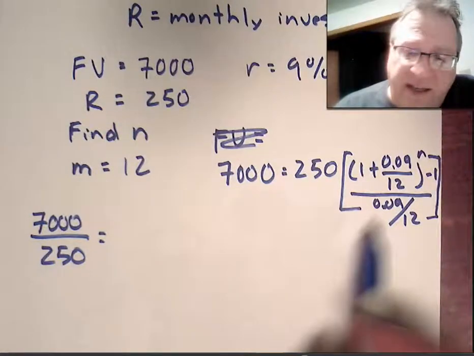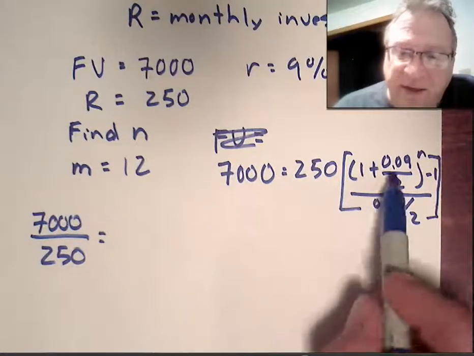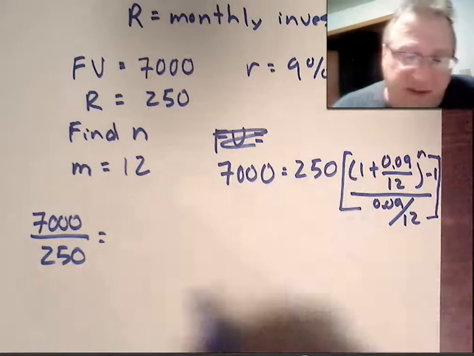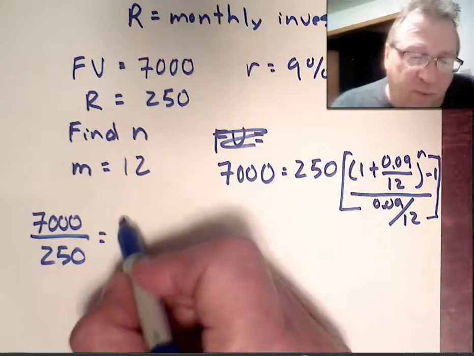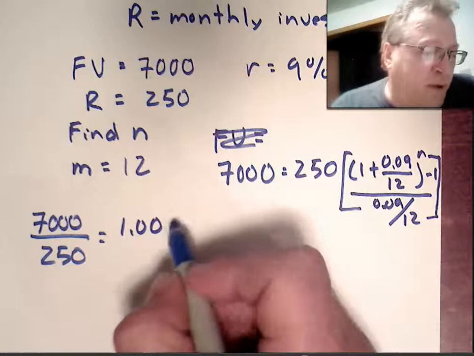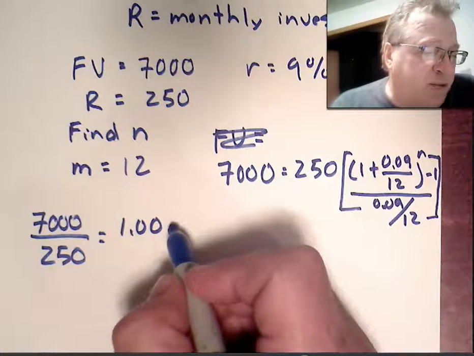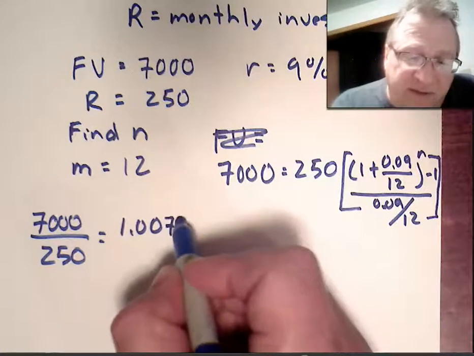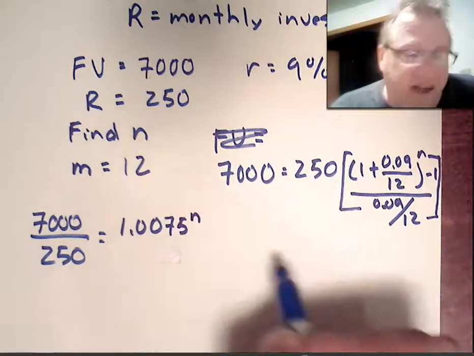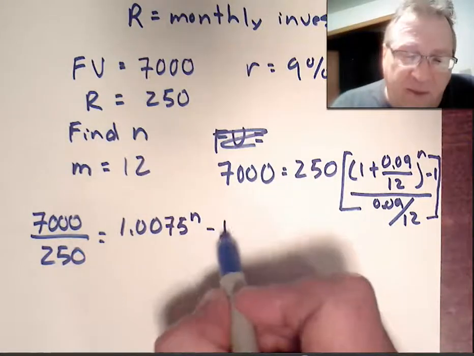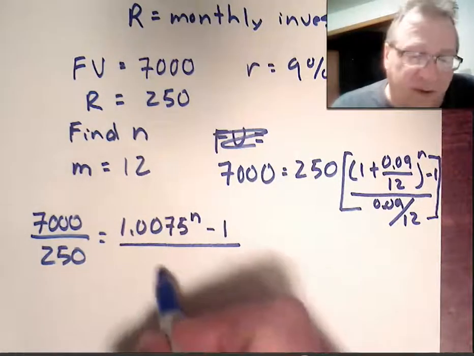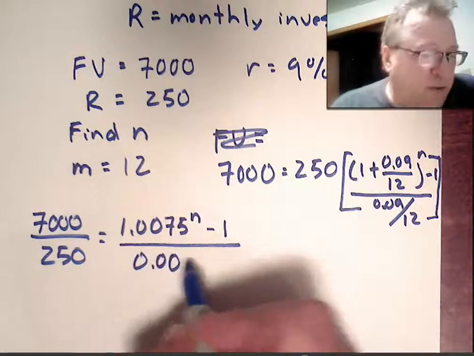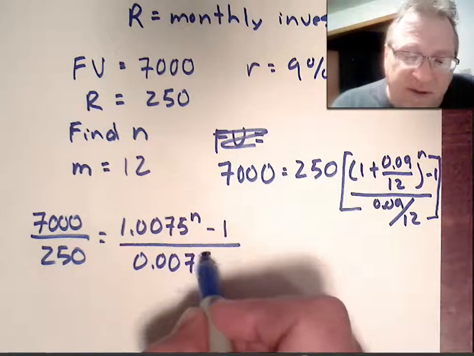So let's see. I can calculate 0.09 over 12 and add that to 1. And that will give me 1.0075 raised to the N, minus 1, over 0.0075.